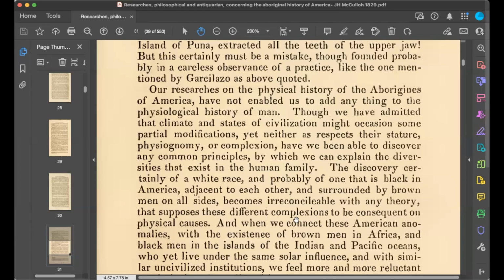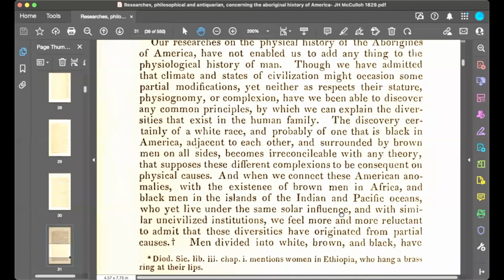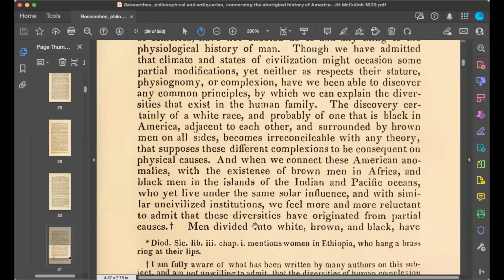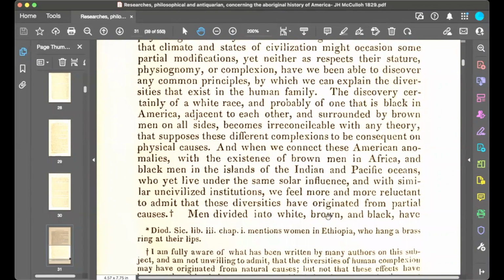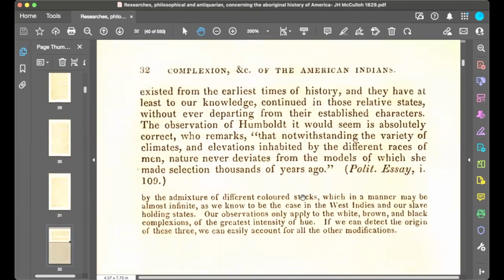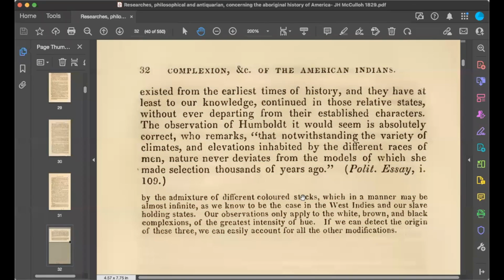And when we connect these American anomalies with the existence of brown men in Africa and black men in the islands of the Indian and Pacific Oceans, who yet live under the same solar influence and with similar uncivilized institutions, we feel more and more reluctant to admit that these diversities have originated from partial causes. Men, divided into white, brown, and black, have existed from the earliest times of history, and they have, at least to our knowledge, continued in those relative states without ever departing from their established characters.